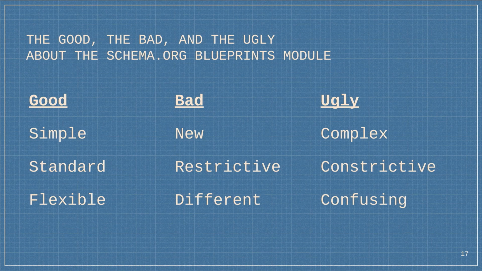The bad is this is a new approach. This is like literally throwing out all your previous thoughts on content models and saying we're adopting one standard. And I think that's really hard for anyone to do. We've been doing it for 20 years on our own. It can be restrictive. That's what standards do. It's definitely different.